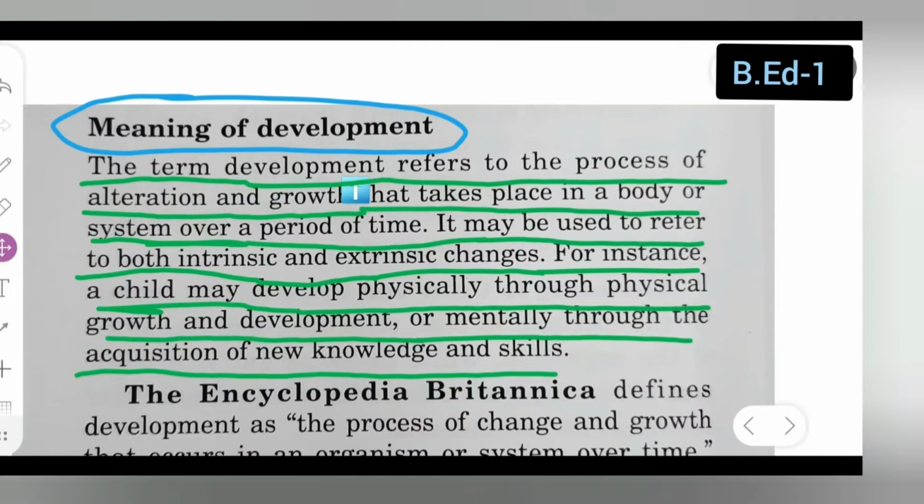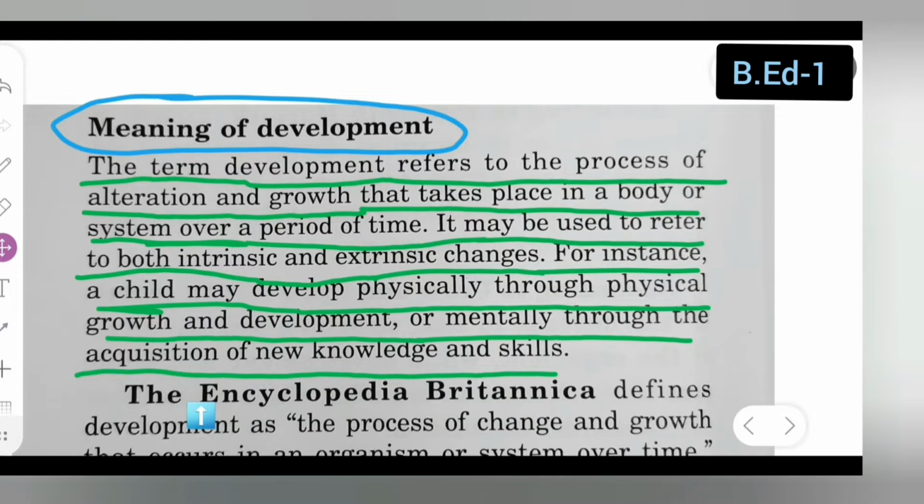Now the term development refers to the process of alteration and growth that takes place in a body, or you can say system, over a period of time. It may be used to refer to both intrinsic and extrinsic changes. For instance, a child may develop physically through physical growth and development, or mentally through the acquisition of new knowledge and skills.